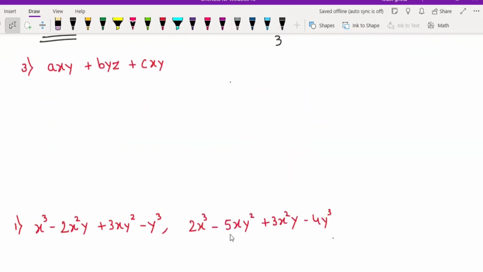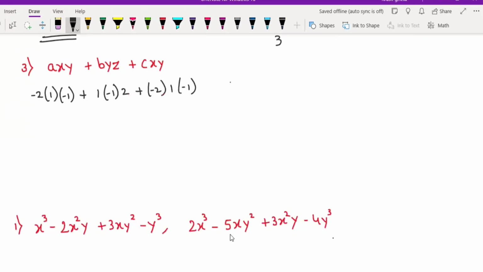So let us substitute the values. A, they give it as a minus 2. X, they give it as a 1. Y, they give it as a minus 1. Plus B, they give it as a 1. Y, they give it as a minus 1. Z, they give it as a 2. Plus C, they give it as a minus 2. X, they give it as a 1. Y, they give it as a minus 1.